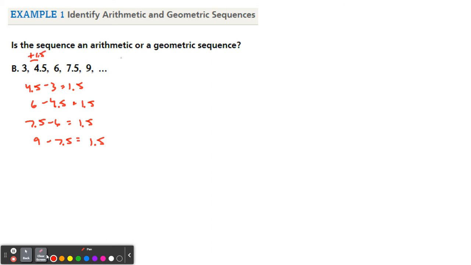So this is arithmetic, actually, and it has a common difference, if you recall from Topic 3, of 1.5.